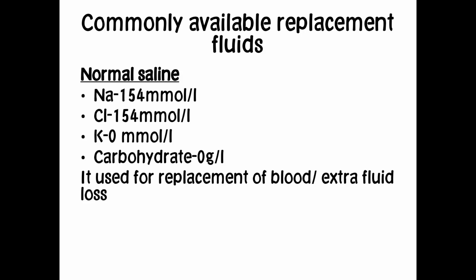Our first replacement fluid discussed in detail is normal saline, which has sodium at 154 millimole per liter and chloride at 154 millimole per liter. Normal saline does not have potassium. As you can observe, it has almost 0 millimole per liter of potassium and almost 0 millimole per liter of carbohydrate. Therefore, normal saline is always preferred in replacement of blood loss and extracellular fluid loss.